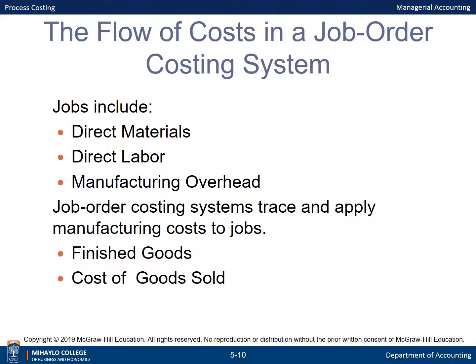In a job order costing system, manufacturing costs are traced and applied to jobs. One work in process account is generally used to accumulate costs for all jobs. Completed jobs are transferred from work in process to finished goods and then to cost of goods sold when sold.